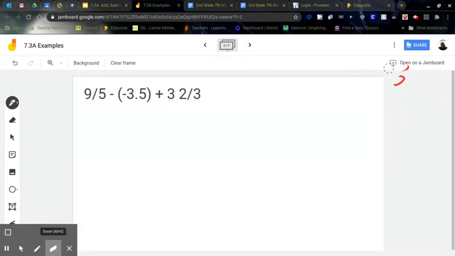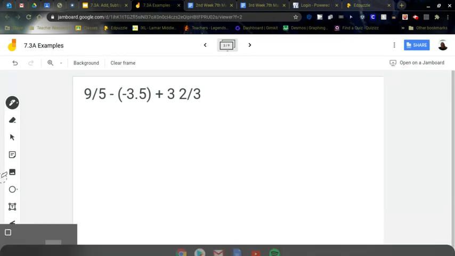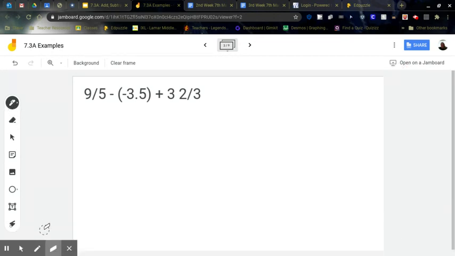Let's erase that. Okay, so let's go through this a little bit. 9/5 minus negative 3.5 plus 3 2/3. So I already have two fractions, 9/5 and 3 2/3. And we know we can put 3.5 into a fraction really easily because 0.5, remember, is 1/2. So we're going to write 9/5 minus a negative 3.5 plus 3 2/3.